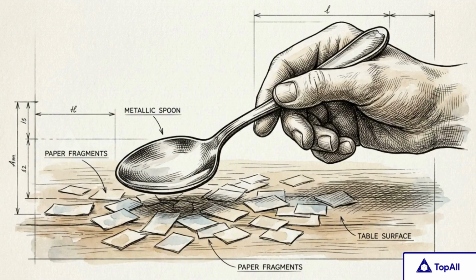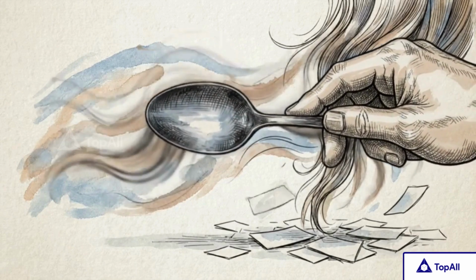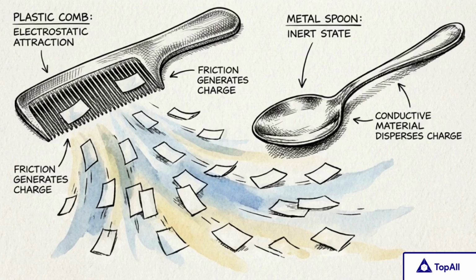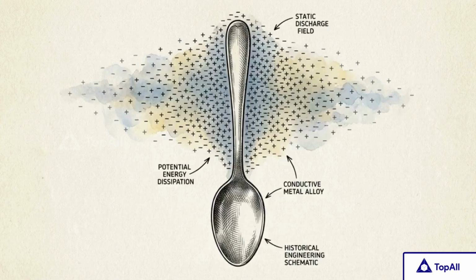But look what happens if you try the exact same trick with a metal spoon. You can rub it through your hair all day long, but when you hover it over the paper, absolutely nothing happens. The paper stays perfectly still. Both objects are experiencing the exact same friction against your hair. If the act of rubbing is what generates static electricity, why does the plastic work while the metal fails? It seems like the electric charge on the spoon just vanished into thin air.